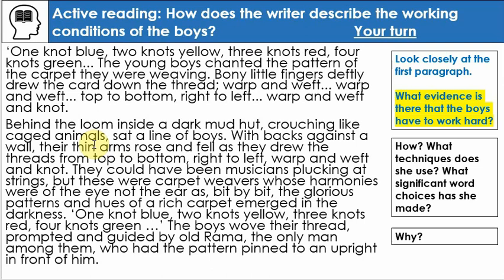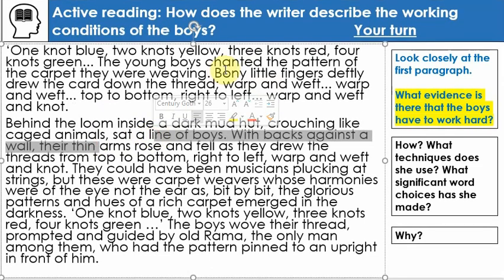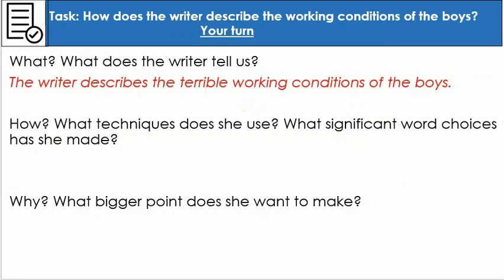If I was looking, I'd be looking, first of all, for some bits that show their conditions are poor, such as bony little fingers, the idea that it's a dark mud hut, that they're crouching like caged animals sat in a line. There are plenty of clues throughout here that show the boys are working in poor conditions, highlighting to us the unfairness, okay?